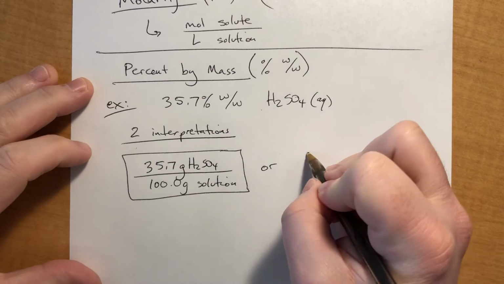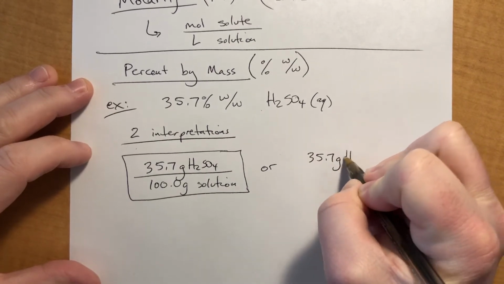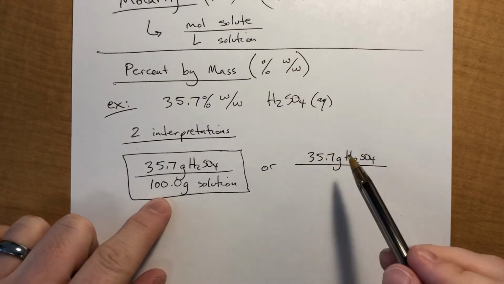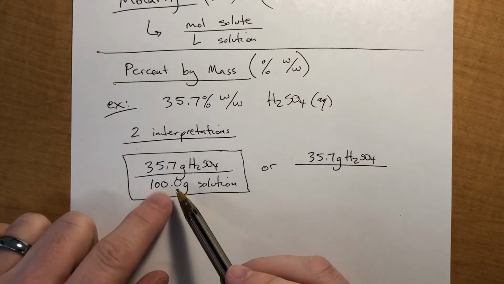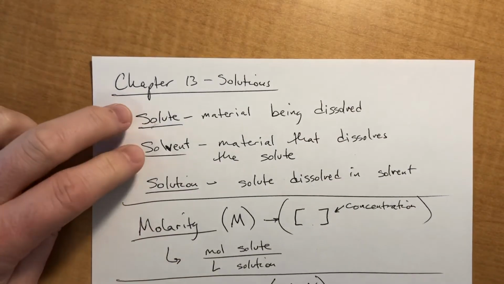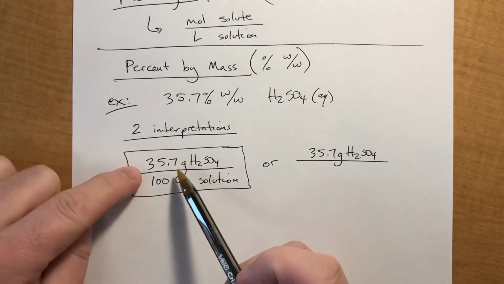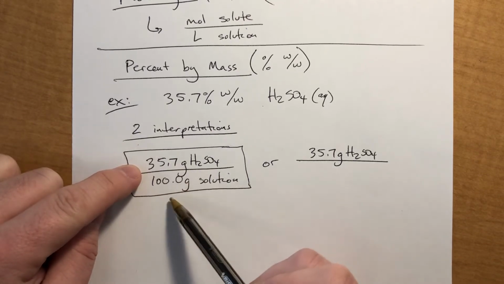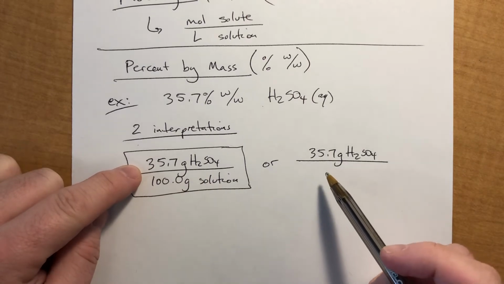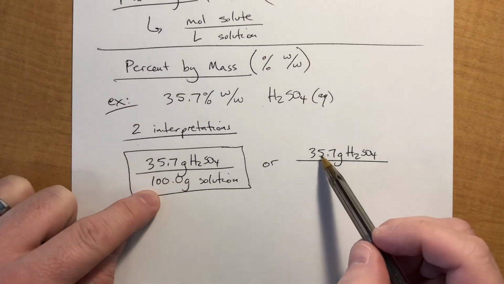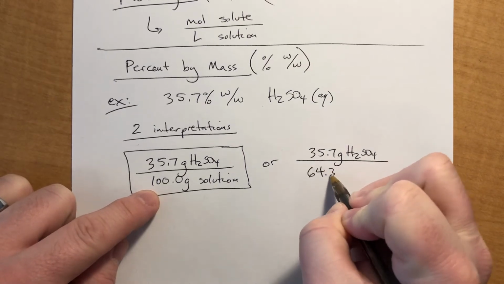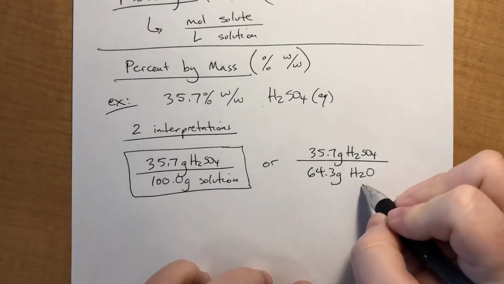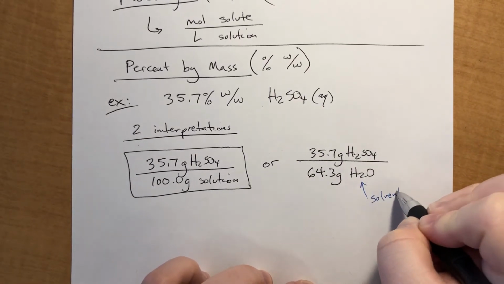The other option is still 35.7 grams of H2SO4 on top, but if we assumed we had 100 grams like we did over here, that 100 grams is made of both the solute and the solvent, and we know the mass of the solute. So the difference between these two numbers would be the mass of the solvent. If you take 100 minus 35.7, you get 64.3 grams of water. So this is the solvent. I guess I should explicitly point that out.